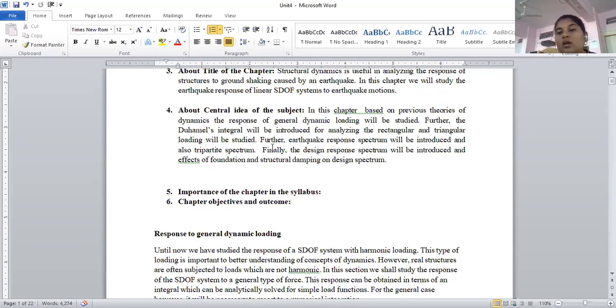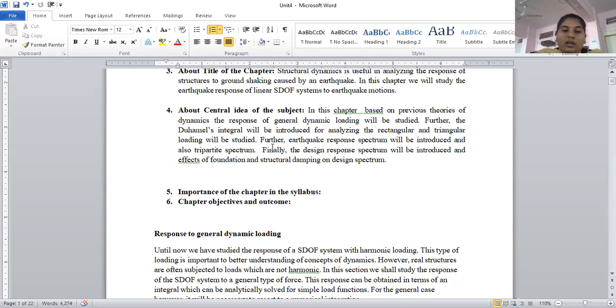In this chapter, we have to study the response of the structure whenever earthquake loading is there, in terms of displacement, velocity, and acceleration, with respect to time and with respect to zeta, the damping. All these parameters are indicated in one graph, and that graph is nothing but a response spectrum, that is the tripartite spectrum, which we will see here in this unit number 4.